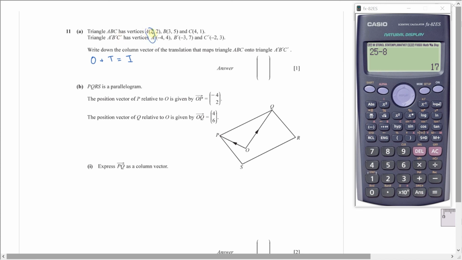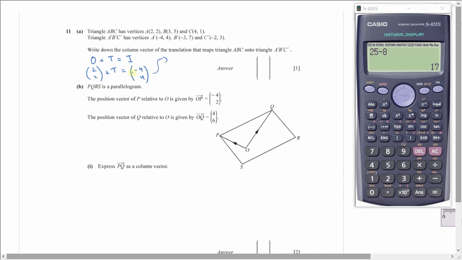So A is your object whose column vector is (2, 2). So you have 2, 2, the coordinates, plus the translation vector, which is unknown. That's what we need to find. And your image is A dash. So here you have A dash as (-4, 4). So you get the image (-4, 4).